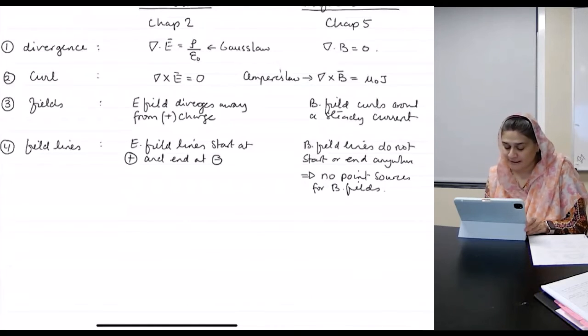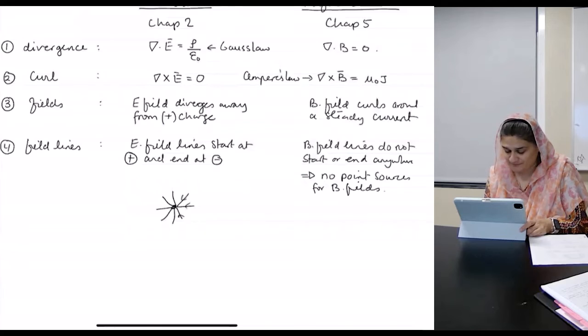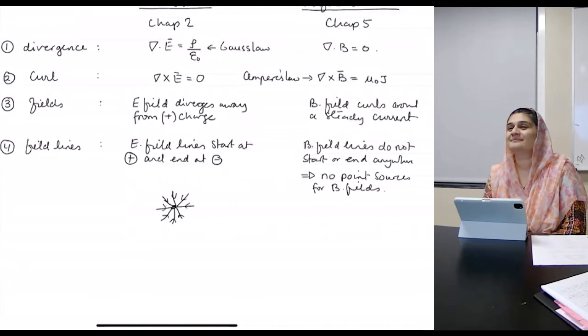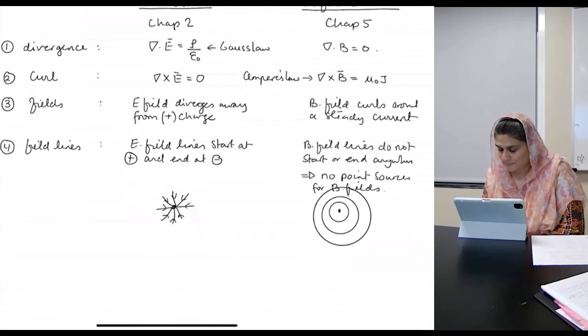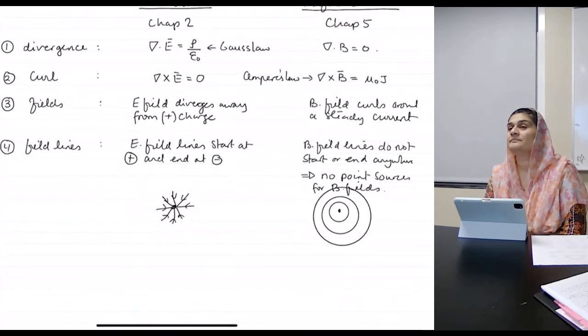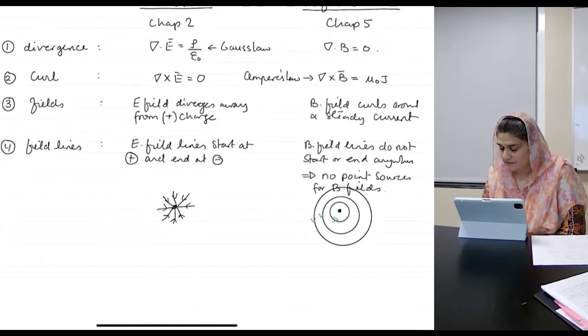What do the field lines look like? Pick a charge. Do you want this to be plus or minus? Minus? Okay. And what would this look like? So charge coming out of the paper, B magnetic lines will be going this way.